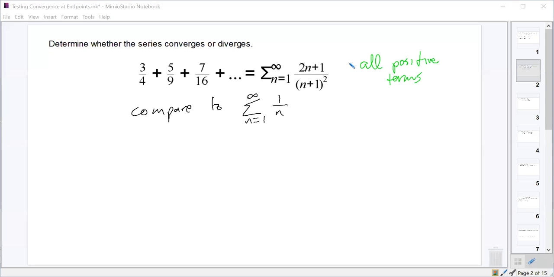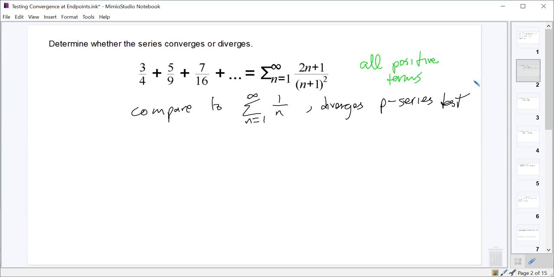This diverges. And why does it diverge? We should indicate a reason, because of the p-series test, right? We already proved that for p equals 1, this series will diverge.